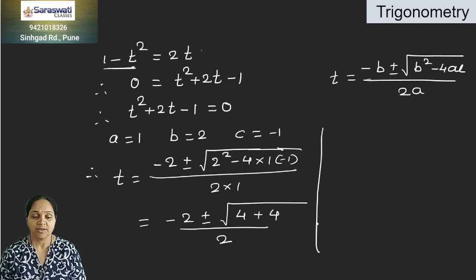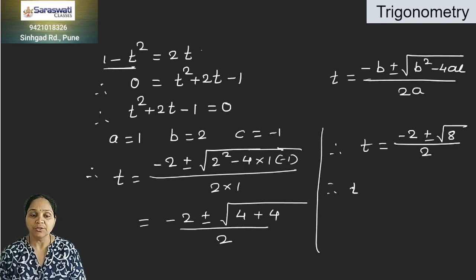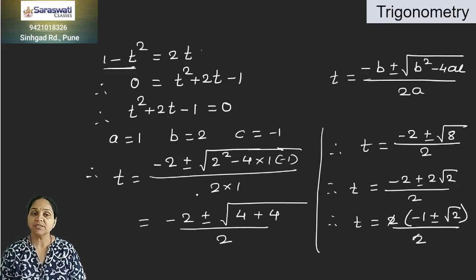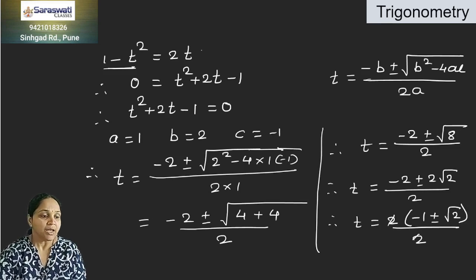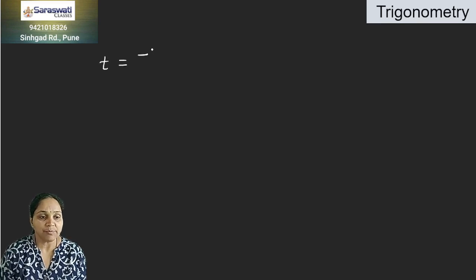And therefore t is equal to minus 2 plus or minus root 8 upon 2, and we know root 8 means 2 root 2. So minus 2 plus or minus 2 root 2 upon 2. Now take 2 common in the numerator. So we get 2 times minus 1 plus or minus root 2 upon 2, and now cancel this 2. Now see, we got t is equal to minus 1 plus or minus root 2.